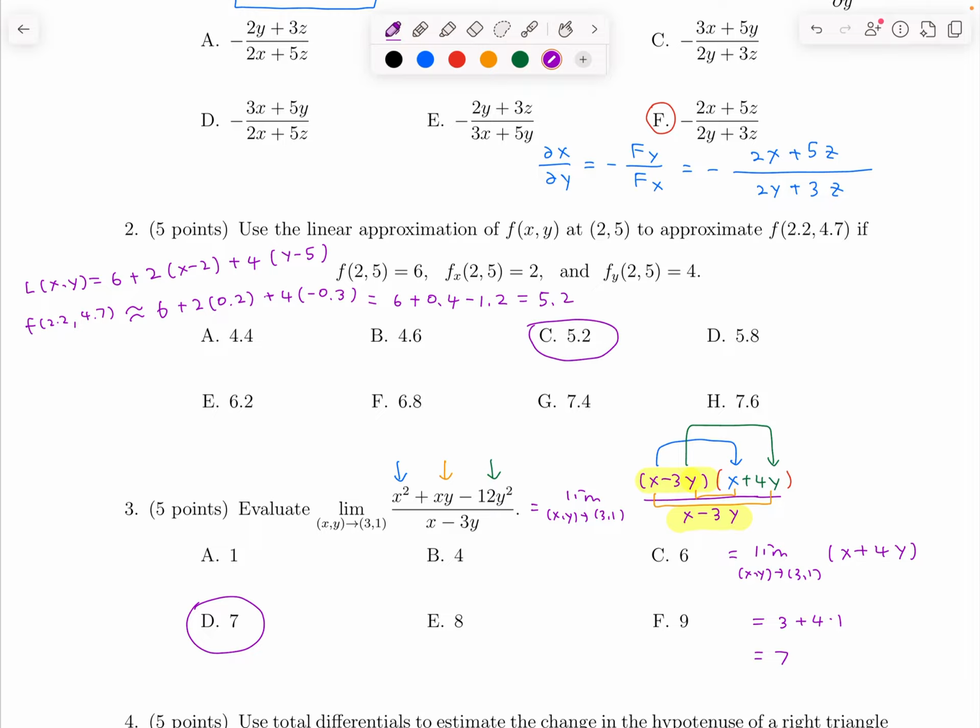Again, I think the major part right here is to know how to write down your linear approximation. And once you have the linear approximation, then you can just plug in the points to find the approximation. Now let's go back to our lecture note.